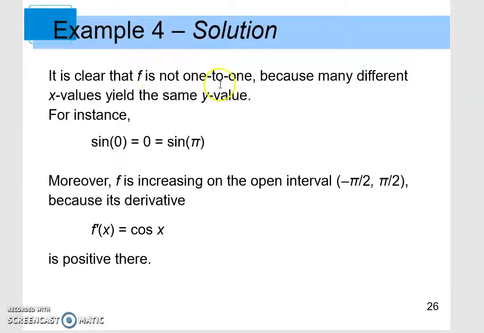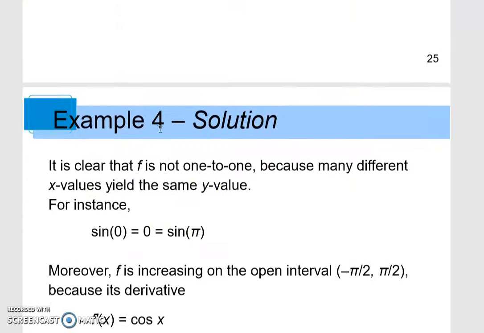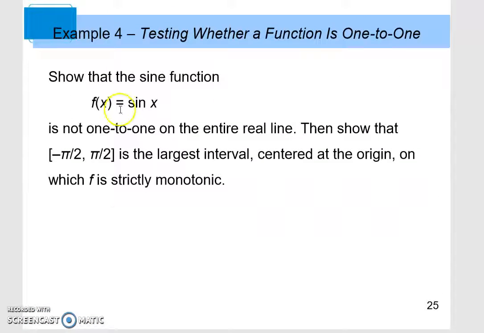So it is clear that f is not one-to-one because many different x values yield the same y value. Remember the sine graph, if you sort of remember what it looks like, it's kind of a cycle, a wavelength pattern, where it always hits the same values over a period of time. So it just keeps repeating. You can tell just from looking at it that it can't be one-to-one.